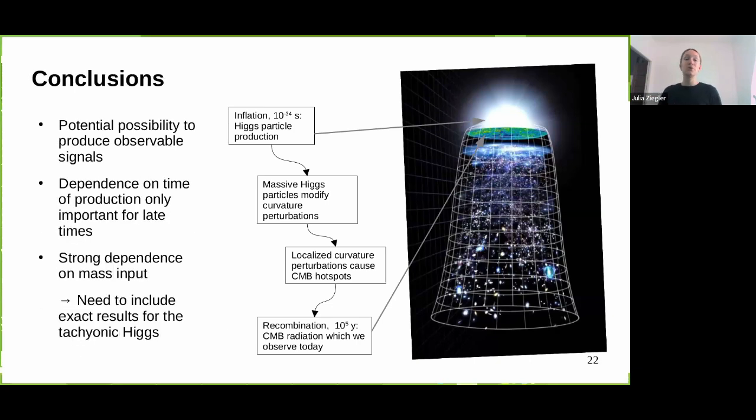And just to conclude, we have seen there is a possibility to produce observable signals. The results do depend on the production time, which becomes important for later production times. And there is a very strong dependence on the mass of the particles or micro black holes. So to see if this effect is really worth looking into, we do need the exact results. And we hope to, in the future, show you some more exact calculations.